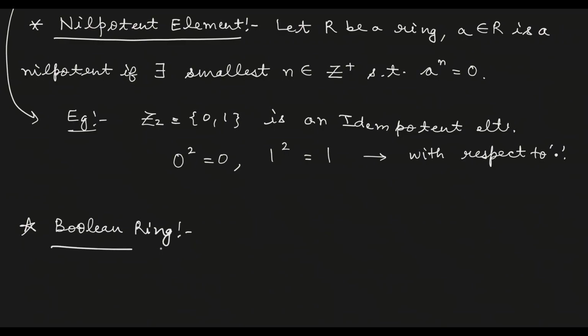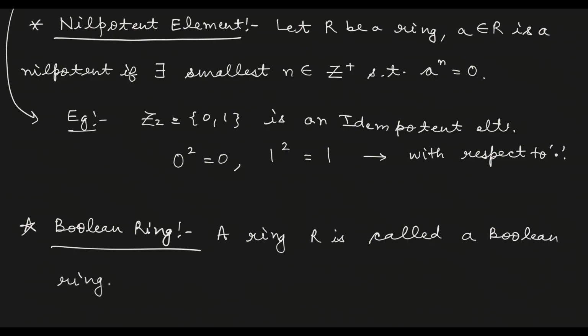A ring R is called a Boolean ring if x squared is equal to x for all x belongs to ring R.